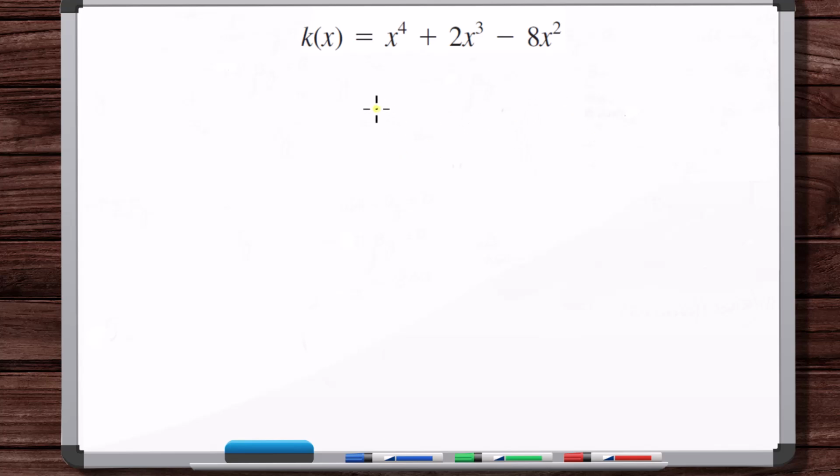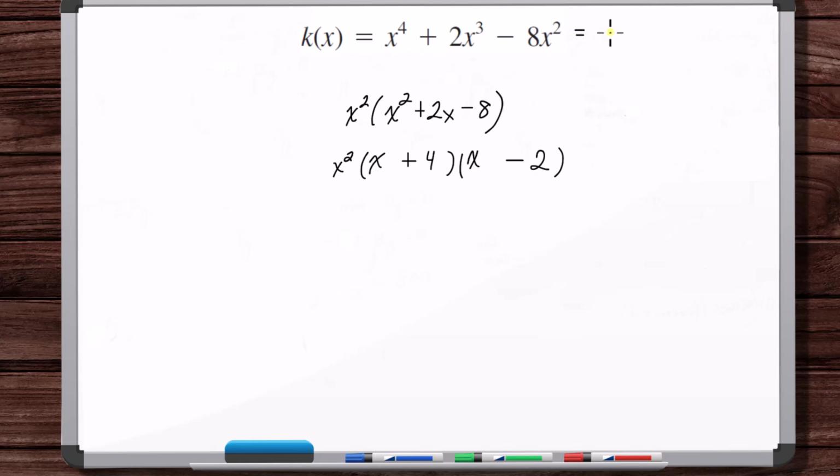Let's start off by factoring the expression. So let's take out an x squared. Okay. So let's see. Plus 4 minus 2 is positive 2. Plus 4 times minus 2 is minus 8. So there we go. X squared, x plus 4, x minus 2.